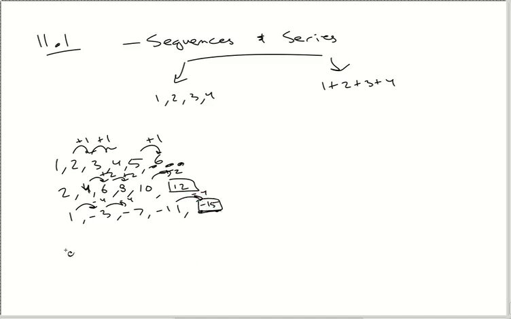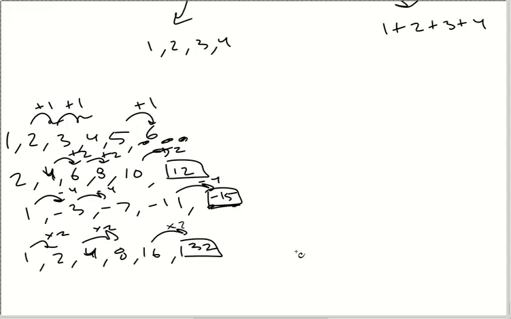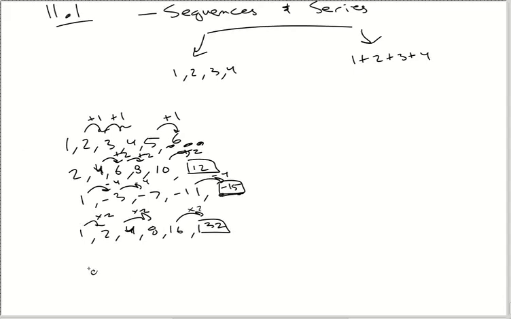Here's another one. I got 1, 2, 4, 8, 16. What's the next number? 32. This time we're multiplying by 2. We're doubling it. Each time you see we're doubling it. It doesn't really matter. And then here's another one.